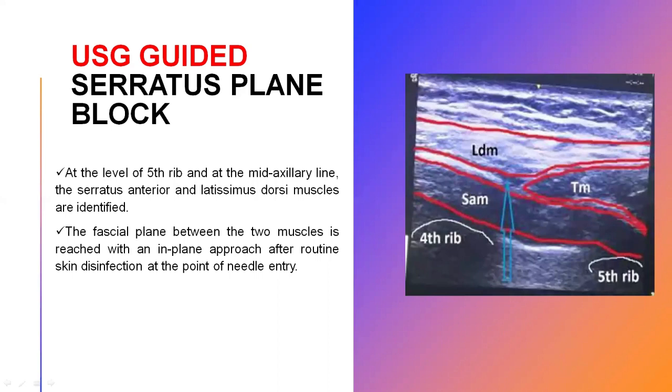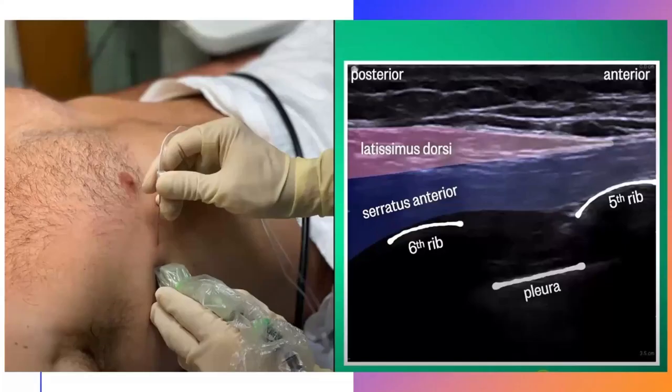This is another view of the ultrasound-guided technique of giving the serratus anterior block. Here you can see the 5th rib, 6th rib, latissimus dorsi muscle, serratus anterior muscle. Between these two muscles there is a fascia, and we have to give the local anesthetic here. And this is the pleura.